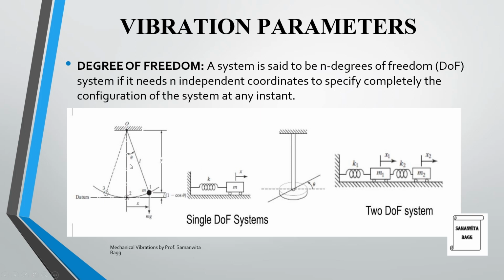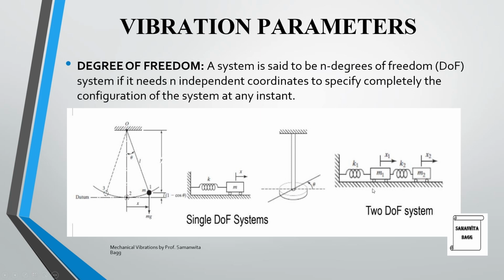These two are single degree of freedom systems, as you can see. And here also you can see this is a spring and mass, both are moving along the x-axis. If you see this rod which is attached to this disc, this is free to move in this way, in rotation direction. So this is also a single degree of freedom system.